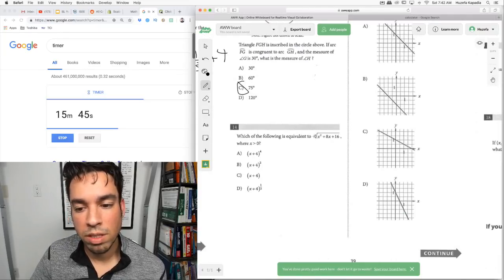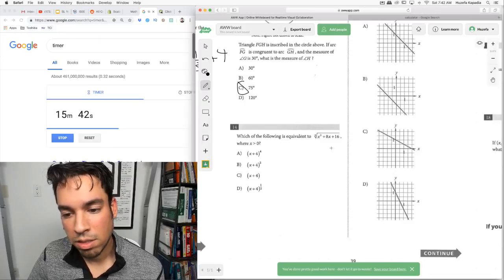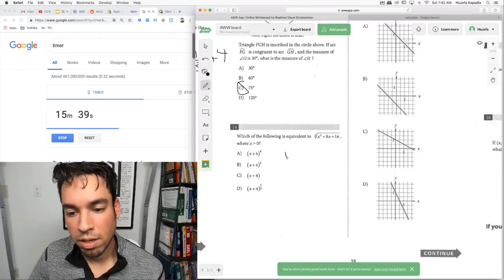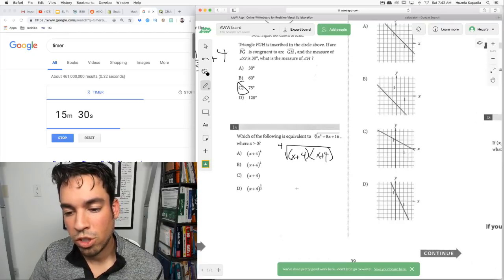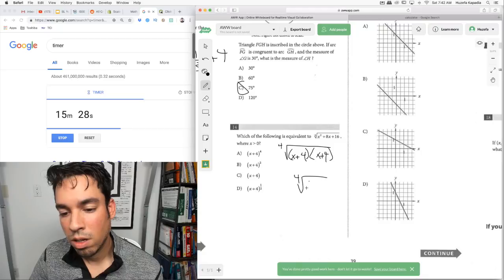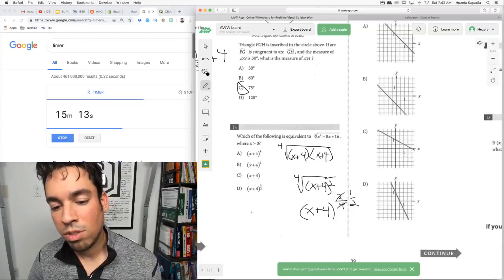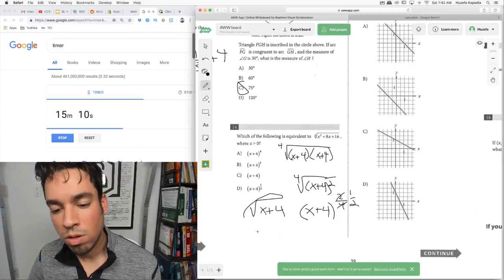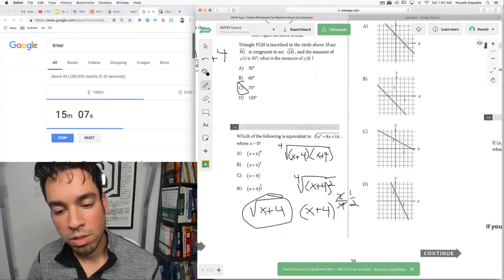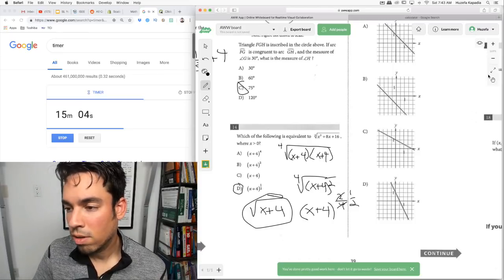Which of the following is equivalent to this? Okay, let's factor. Even if you don't know what to do, let's factor. I said that was one of the rules. Just instinctively do that. This is x plus 4 times x plus 4, which is the 4th root of x plus 4 squared, which is the same as, watch what I'm going to do with fractional exponents, 2 over 4, or to the 1/2. But guess what? x plus 4 to the 1/2 is just the same as the square root of x plus 4. Boom. Right here.